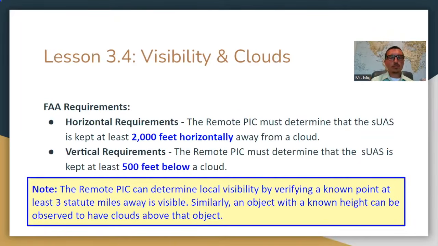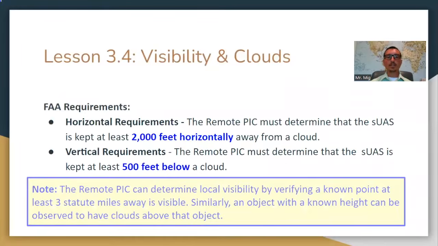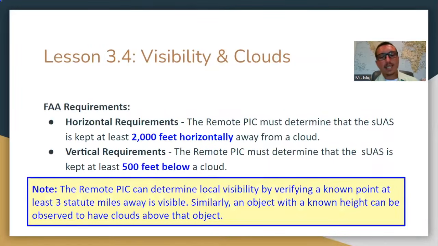Let's do visibility in clouds. I think that's where we left off. I'm going to do another video on the life cycle of a thunderstorm, so I'll touch on that in here too. But anyway, we talked about this last time. The FAA requires that you are 2,000 feet horizontally away from a cloud when you're flying a UAS, and that you're 500 feet vertically below a cloud.